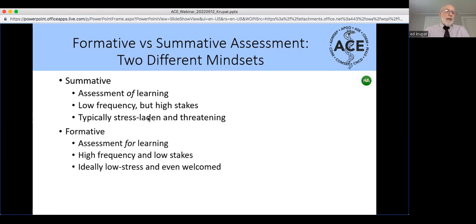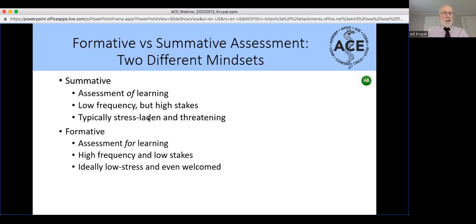And when students typically think of assessment, and again, I use the word testing interchangeably, it's stress laden, it's threatening. It's, oh my God, the test is coming up. Oh, I better study, I better do well. Whereas when we think of assessment from a formative perspective, the term high frequency, low stakes has often been used. It's something that happens often, but there's not a lot riding on it. There's nothing terrible. And in fact, in an ideal world, it's low stress and even welcomed.